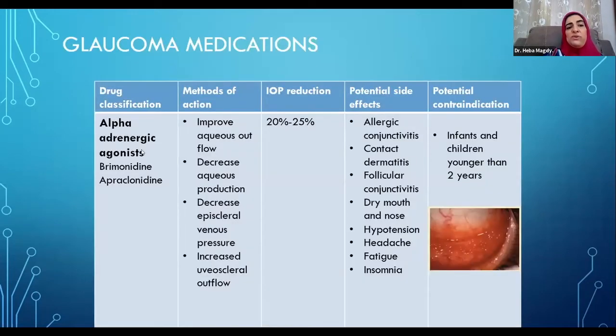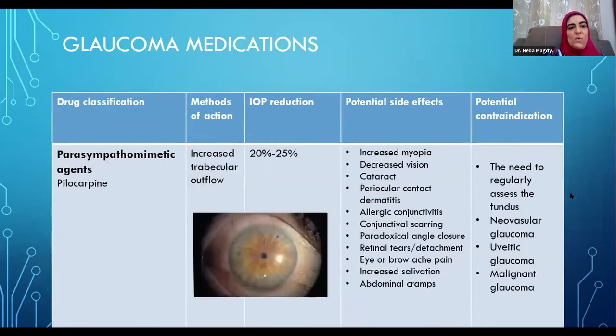We have the alpha adrenergic agonists. They can reduce the intraocular pressure by 25%, but they have the potential side effect of allergic conjunctivitis. Okay. We also have the parasympathomimetics, the pilocarpine. It decreases the intraocular pressure by 25%, but it also has the side effects of induction of cataract, reduction of the visual field, and brow aches.